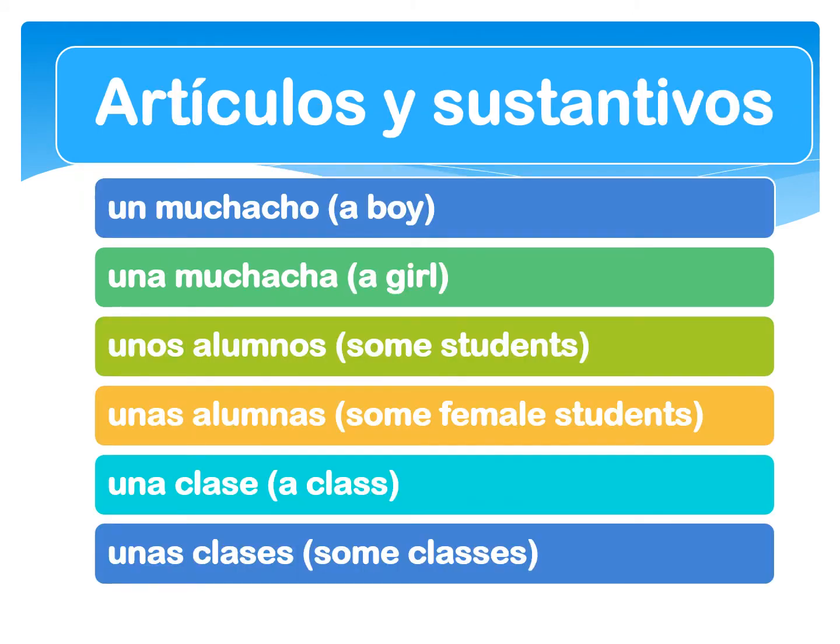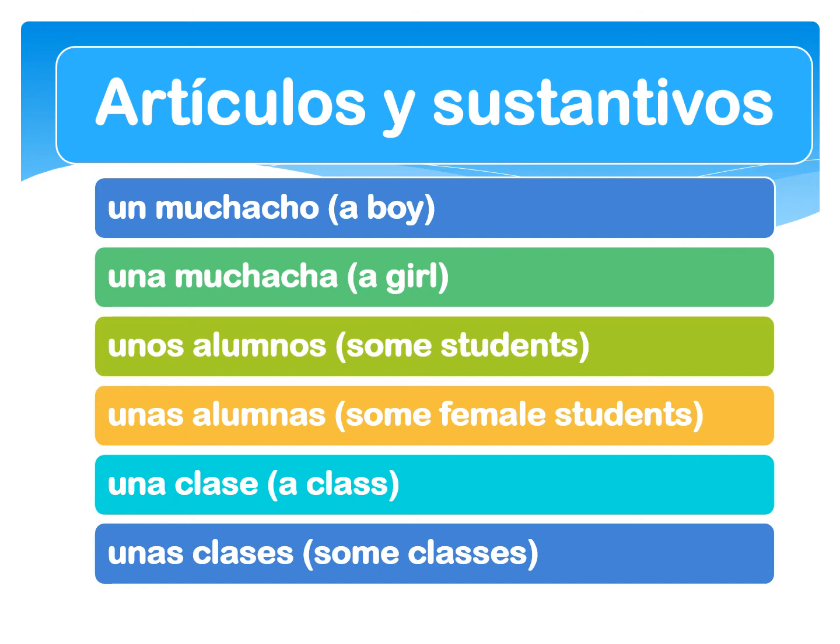Okay, next concept is how to say a, or an, or some. They're called indefinite articles. So artículos y sustantivos, articles and nouns. Okay, similar concept to the. That was the definite article. And now I'm saying a, or an, or some. All right, un muchacho, a boy. So again, it's a masculine word, ends in O. Una muchacha, a girl. It's a feminine word, ends in A.